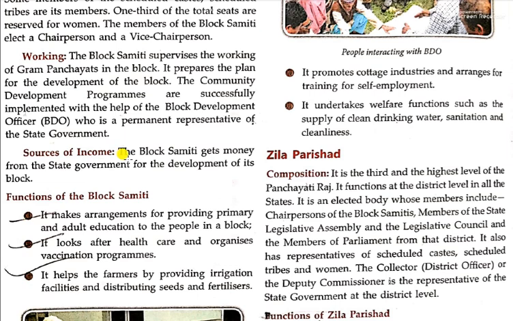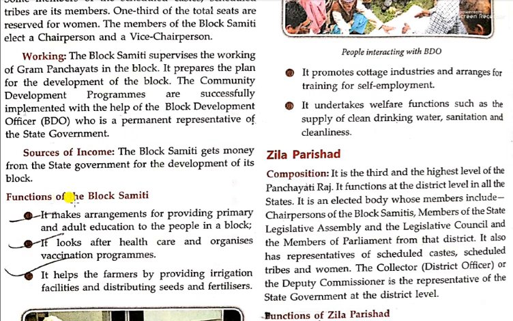Sources of income. The block samiti gets money from the state government for the development of its block. In the village panchayat, we saw that there were many sources of income. They could collect taxes, they got grants from the government, and the fines which people paid were all sources of income for the village panchayat. But when it comes to the block samiti, their only source of income is the money which they get from the state government.